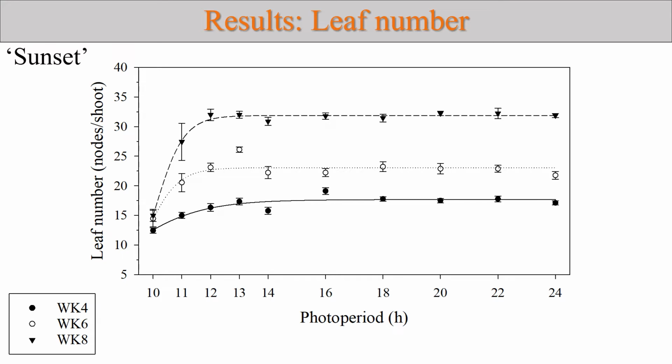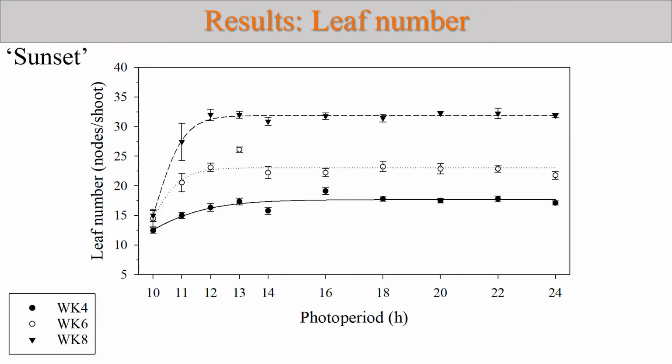Now, what's pretty interesting about this is that we have little to no growth that occurs in the 10-hour photoperiod. During week 4, leaf number is about 12.5, and then at week 6 and week 8, leaf number is right about 15. What we see in all photoperiods longer than 10 hours is we do see gaps in between the leaf number at week 4, week 6, and week 8. This indicates really nicely that the plant is still growing at each of these photoperiods.